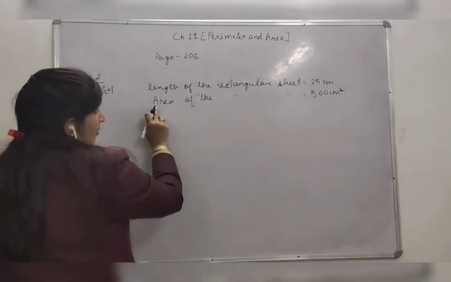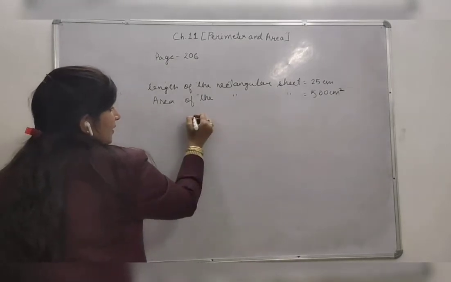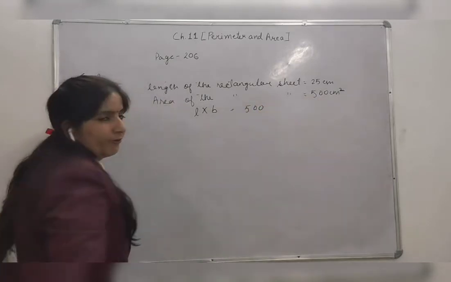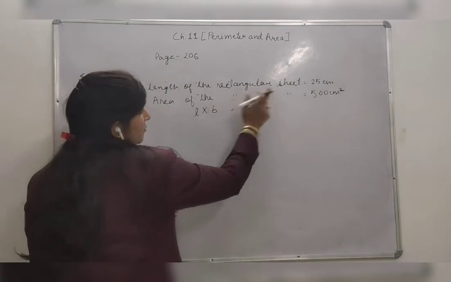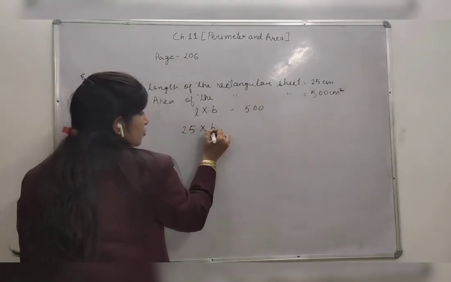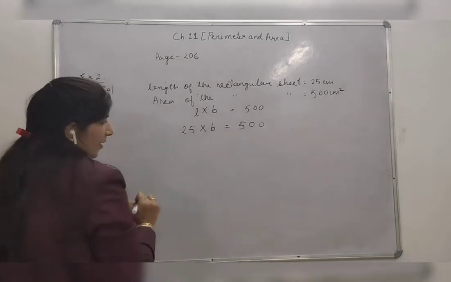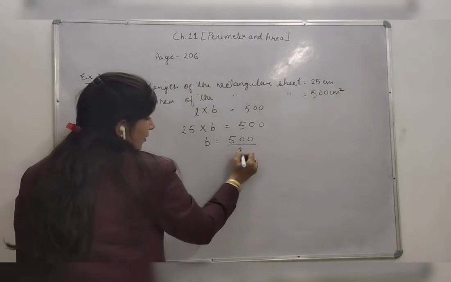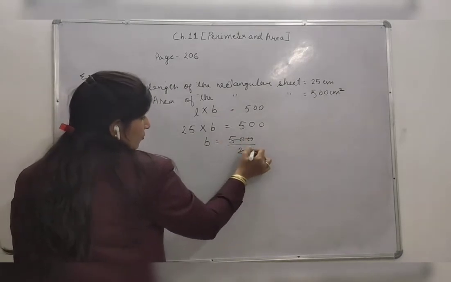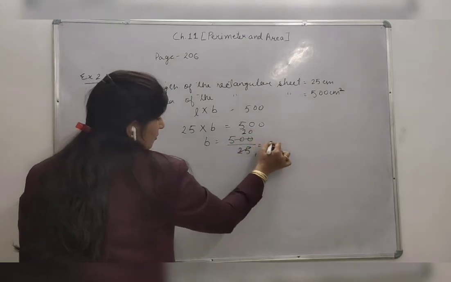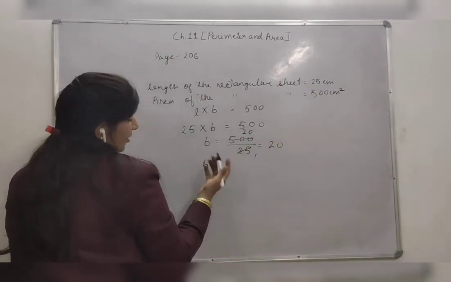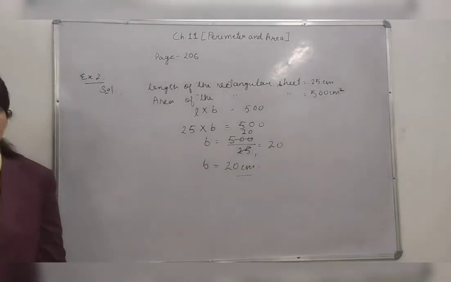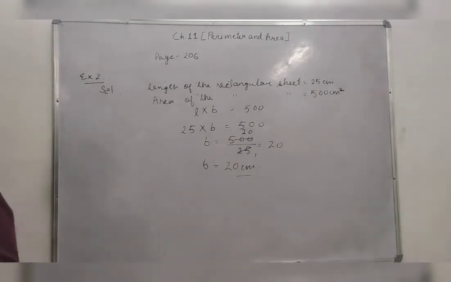For that, as we know, the formula for the area of a rectangular sheet is length into breadth, which equals 500. Now length we already know. In place of L we can put 25. So 25 into B equals 500. To find out B, we can just transpose this 25. It will come in the denominator. After solving, 25 1s are 25, 25 2s are 50. So 20 will be the answer. Means the breadth, or we can say the width of the rectangular sheet, will be 20 centimeter. So this is the answer. This type of question you can solve in this manner.